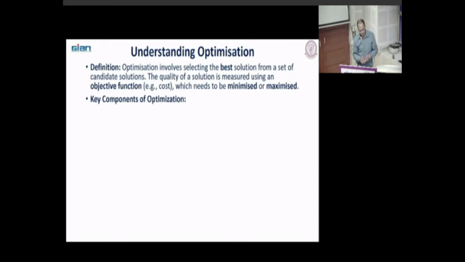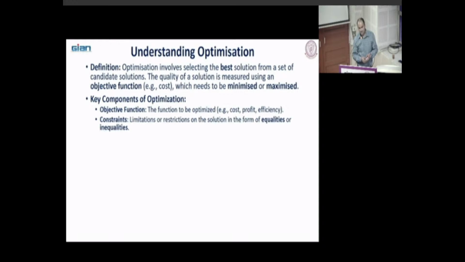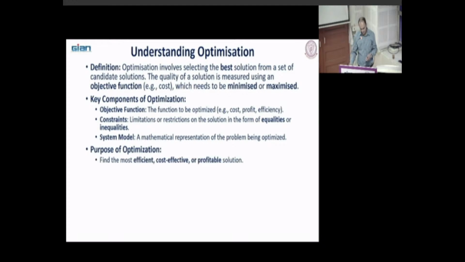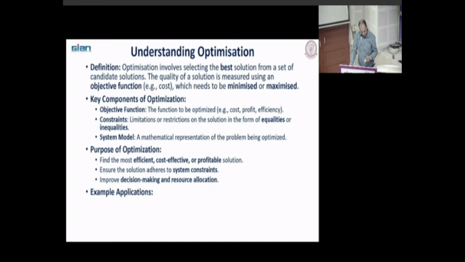What are the key components of optimization? Objective function that needs to be optimized: cost, profit, efficiency. Constraints: limitations or restrictions. Constraints could be inequalities or equalities. Then system model, the mathematical representation. What is the purpose of optimization? Find the efficient, cost-effective, profitable solution. It ensures the solution adheres to the constraints. Improve the decision making and resource allocation.